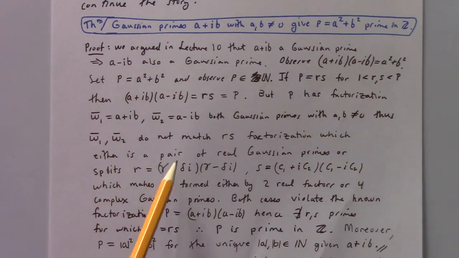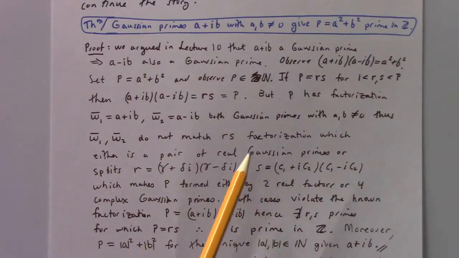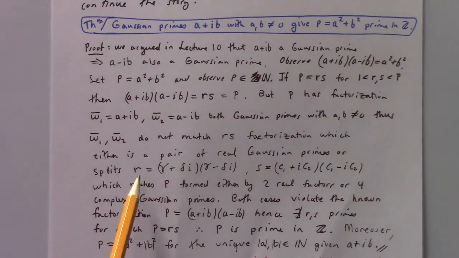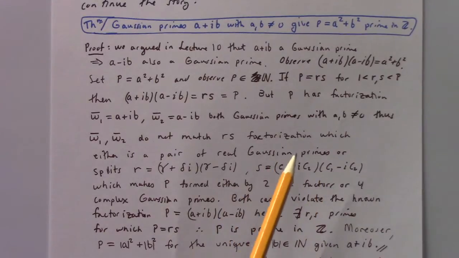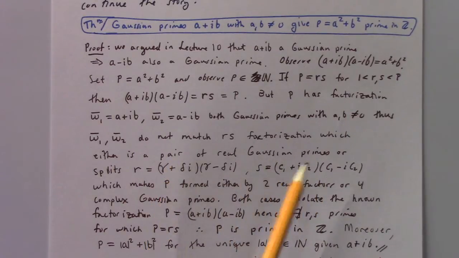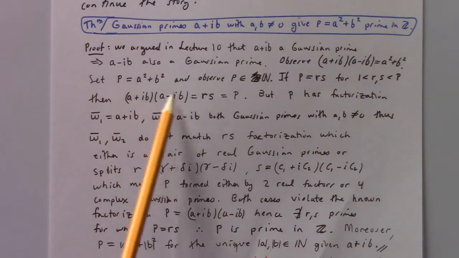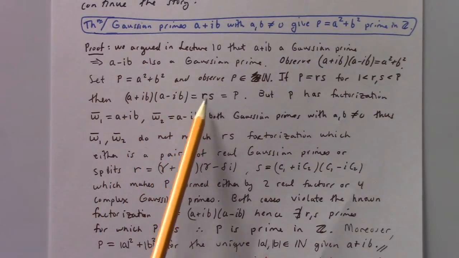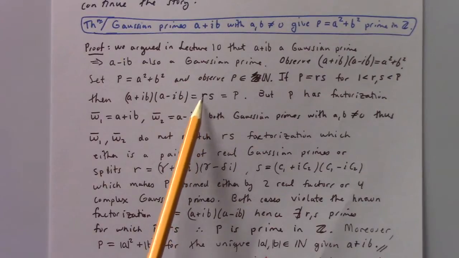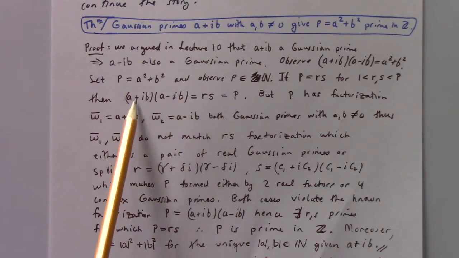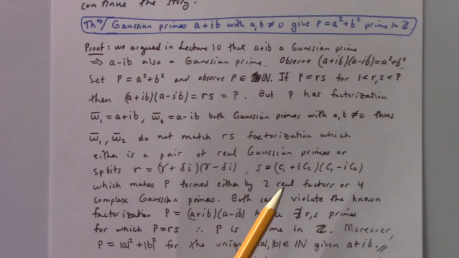If you think about it, r and s would either be a pair of real Gaussian primes, or they themselves can split in the Gaussians into this and that. In either case, you have a pair of Gaussian primes which don't match the given Gaussian primes, because these are inherently complex, and if r and s were real Gaussian primes, well, real Gaussian primes don't match complex Gaussian primes. That's one case, it doesn't match up.